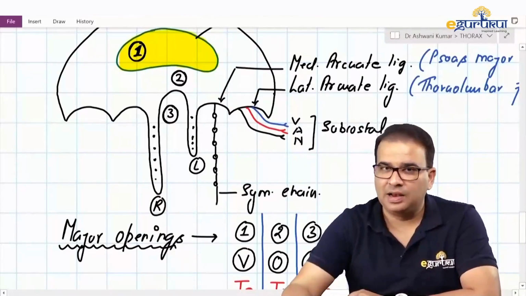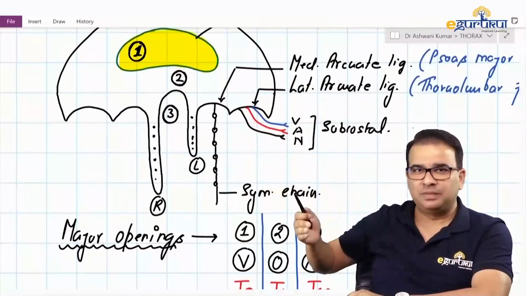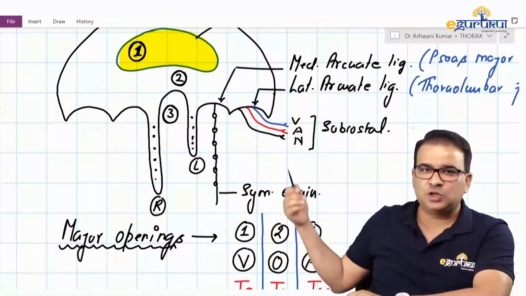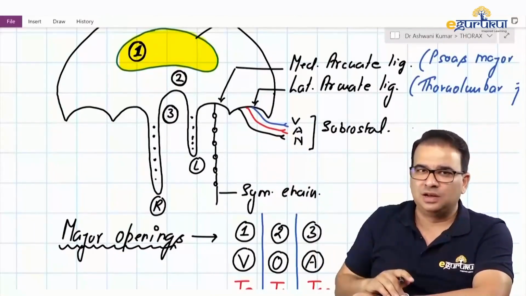Subcostal vein, artery, and nerve. Lateral arcuate ligament is present at the level of the 12th rib. So obviously below the 12th rib, you will see the 12th nerve and artery and vein only. So we call them subcostal nerves and vessels.